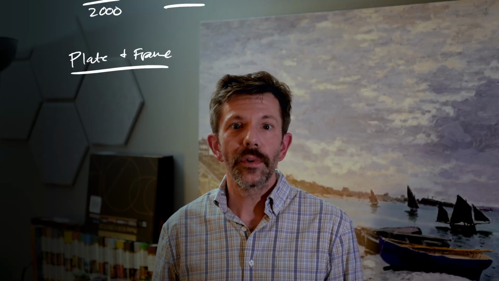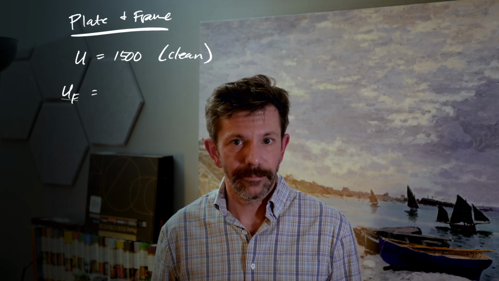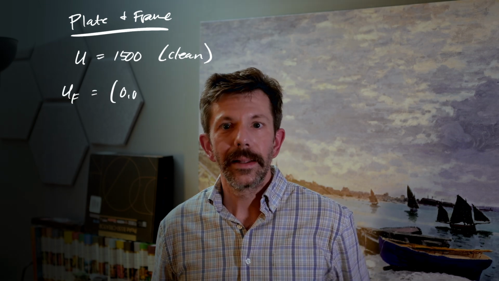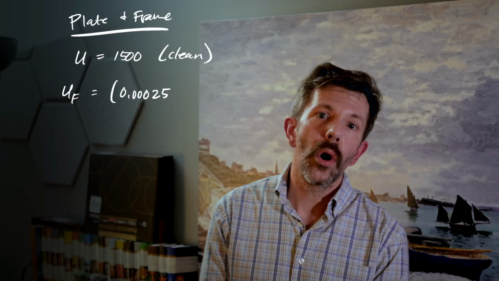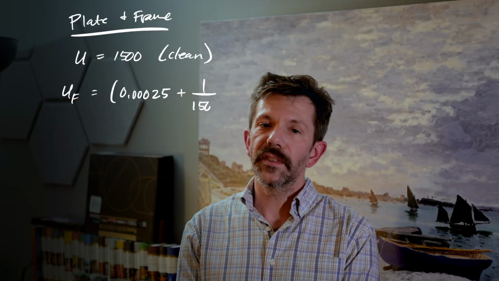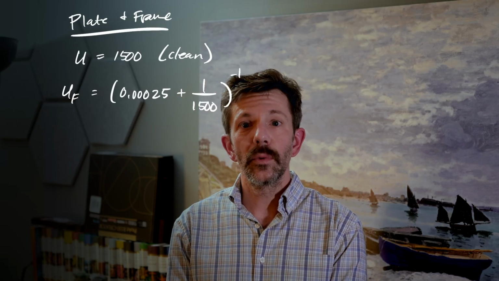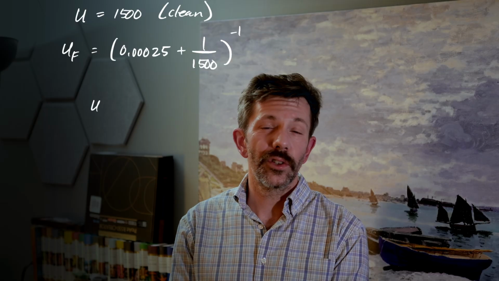Now let's look at a plate and frame example. A reasonable U value for a plate and frame heat exchanger might be around 1,500. Yes, that's a lot higher. More on that later. Let's use that same 0.00025 fouling factor and plug it in the same way. Doing the math, our adjusted heat transfer coefficient drops to 1,090.